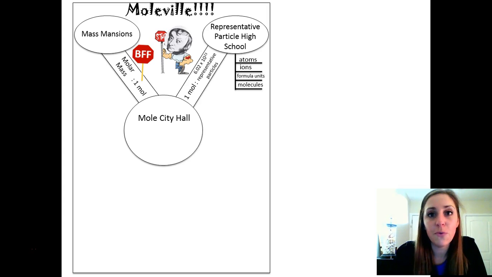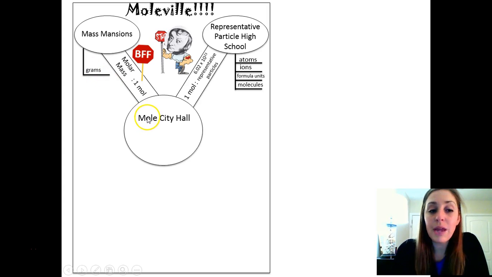The unit for mass mansions, or the only kind of house you can buy there, is the grams. So we've got our units, grams, and moles. And now we can see there is going to eventually be a relationship between these two, but for today we're just going to focus on how to use this road. Same rules apply. The first thing you hit on the road is what you divide by, and then after that you multiply in your conversion factor.